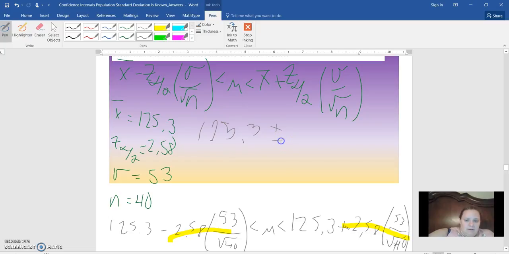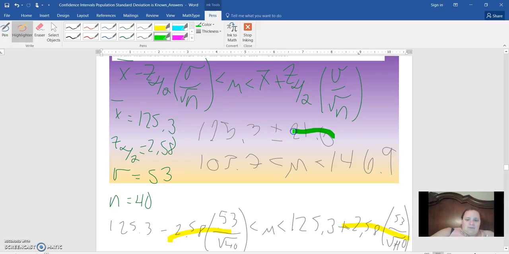125.3, give or take 21.6. Right? And then I can do 125.3 minus 21.6 and 125.3 plus 21.6. I get 103.7 and 146.9. I'm writing with my opposite hand, in case you're wondering what happened to the handwriting. It's even worse than it was before. And so that's my margin of error.